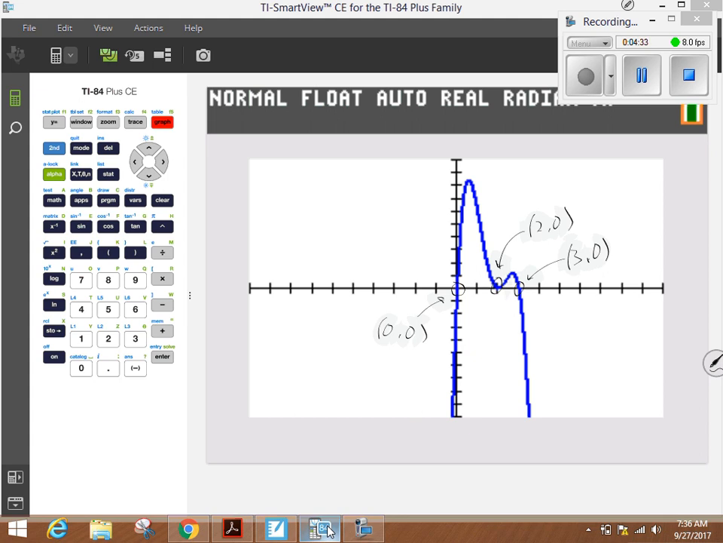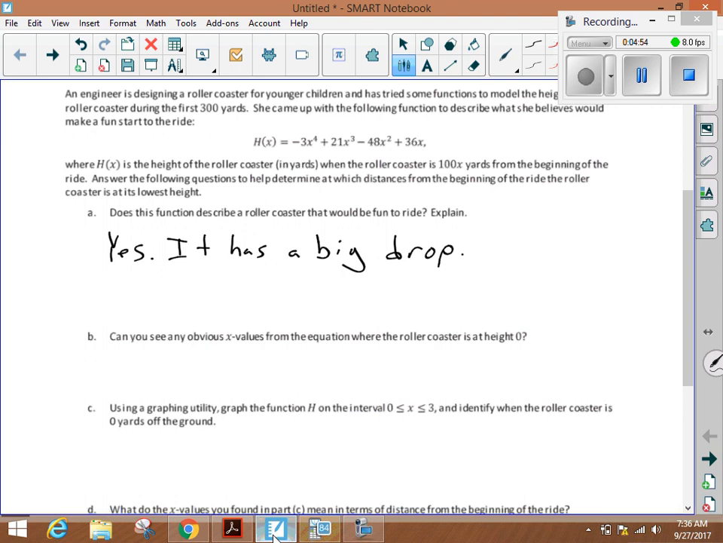So in other words, we have x-intercepts at x equals 0, at x equals 2, and at x equals 3. So those are our x-intercepts of the graph. And we're going to find those algebraically later. So to answer the question, we would say yes, at x equals 0, x equals 2, and at x equals 3.